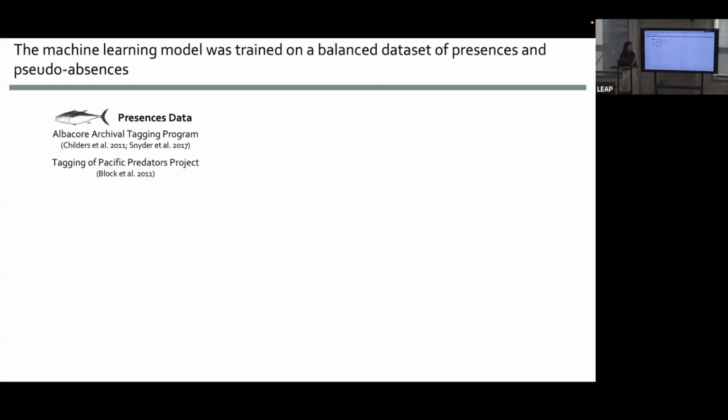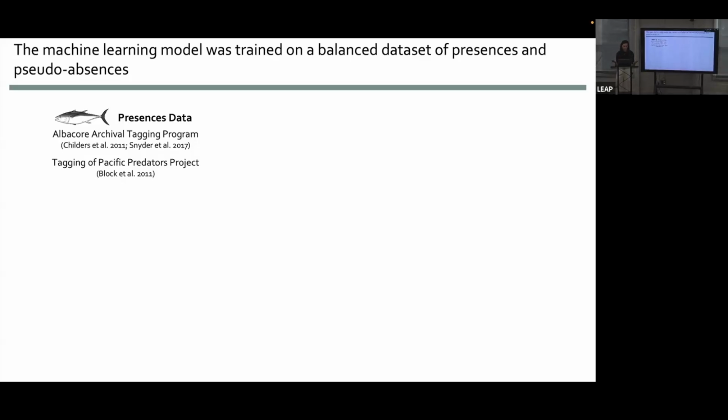I also just wanted to share some brief information on the data sets that we use. So the albacore tuna data comes from 2 different tagging programs that tag and release juvenile fish. And these are tiny tags that are attached to the fish, and they have the ability to record and store information like ambient temperature, body temperature, location, and dive depth of the fish.